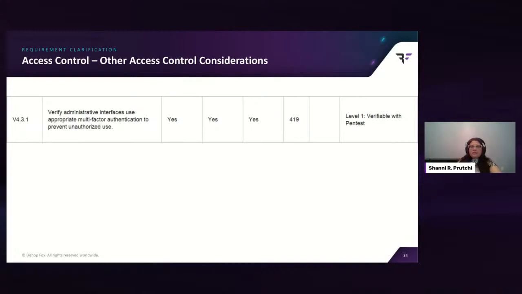Our final requirement that calls for a little bit of clarification is in the access control chapter under the other access control consideration section. And this talks about admin interfaces. Now, there was actually some debate internally at Bishop Fox if this talked about admin interfaces for supporting infrastructure like an AWS dashboard or an admin interface for an application. This specifically refers to the target application super user interface, which may just not exist.